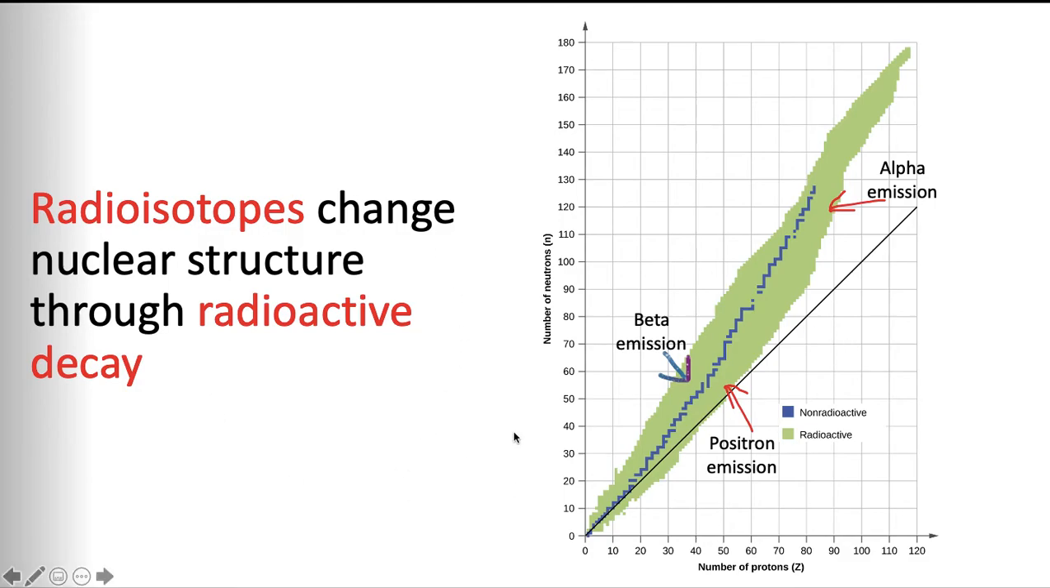And I just mentioned that. Isotopes will change the nuclear structure through radioactive decay. And there are 3 different forms of radioactive decay that we're going to talk about.